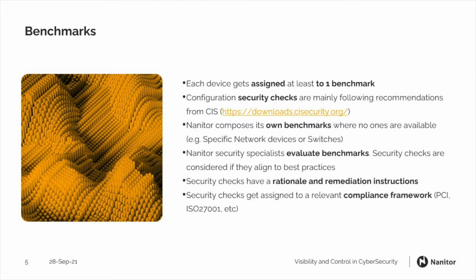We will also see that all the security checks from CIS have a rationale and remediation instructions, and all this information is also flowing into Nanitor. So you don't need to go anywhere else. Everything is being populated within Nanitor, and you're able to look at that information there. And last but not least, in these benchmarks, each security check gets assigned to a relevant compliance framework. So that is PCI, ISO 27001, or other frameworks that are supported and that you have enabled within your Nanitor instance.